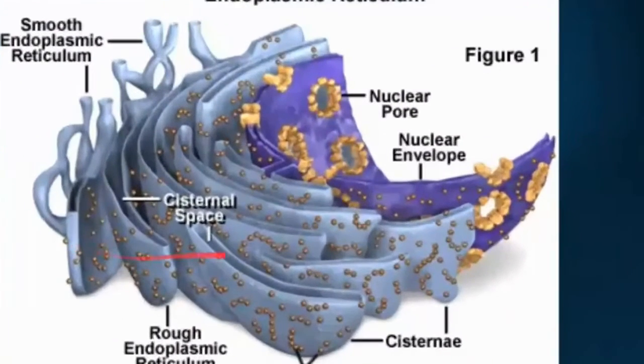And I believe we have a photo here of our ER. So we can see on the bottom here with all of our little dots, those are all of our little ribosomes. That is our rough endoplasmic reticulum. And up top on the left here, we can see our smooth ER without those ribosomes. And so the ER hovers around the nucleus in the center of the cell. So we can see the purple nucleus right there.